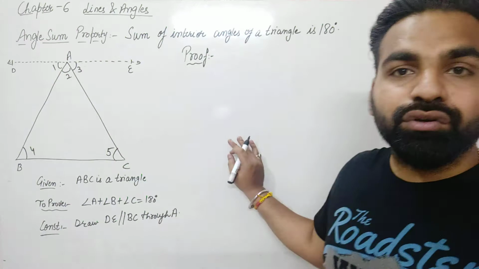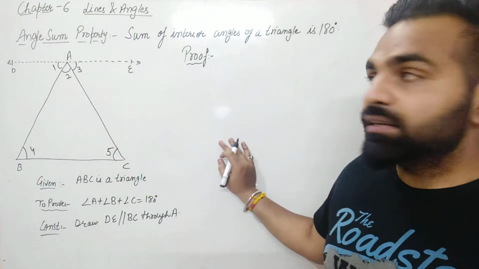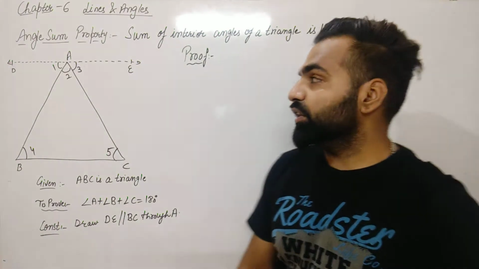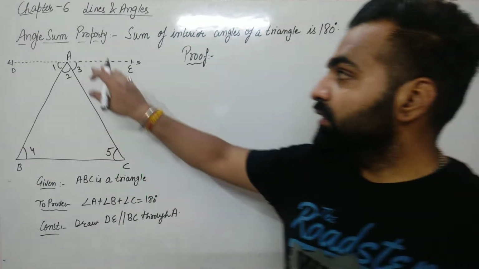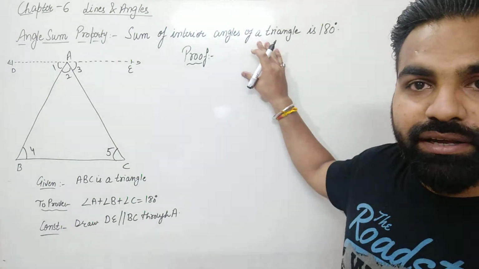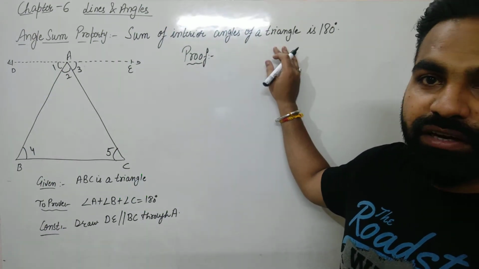So today we have to do proof of two theorems in chapter number 6. First is angle sum property and second one is pair of vertically opposite angles are equal. So first of all we are doing the proof of angle sum property. First of all we will write the statement here. Sum of interior angles of a triangle is 180 degree.